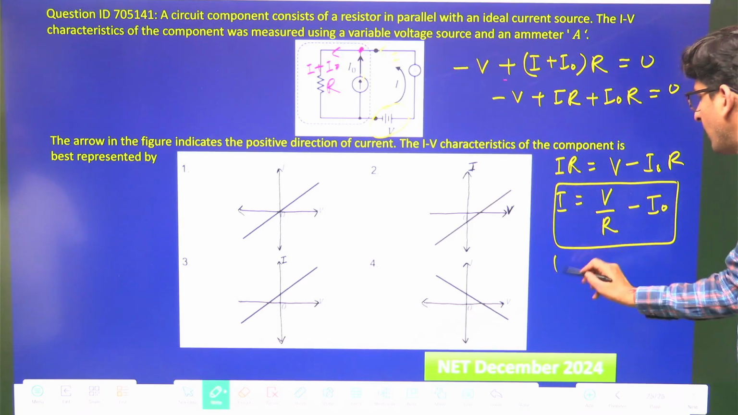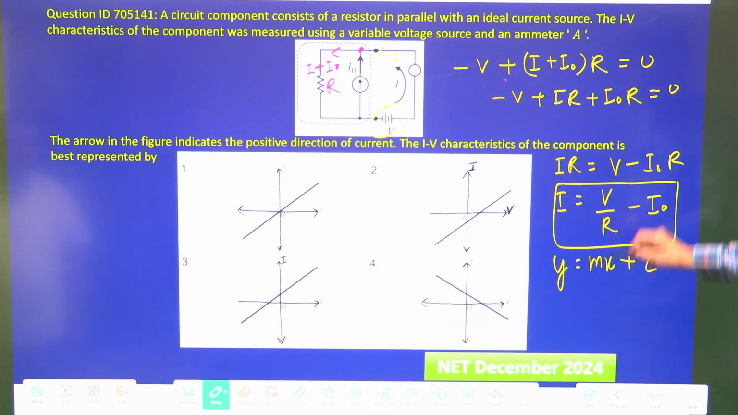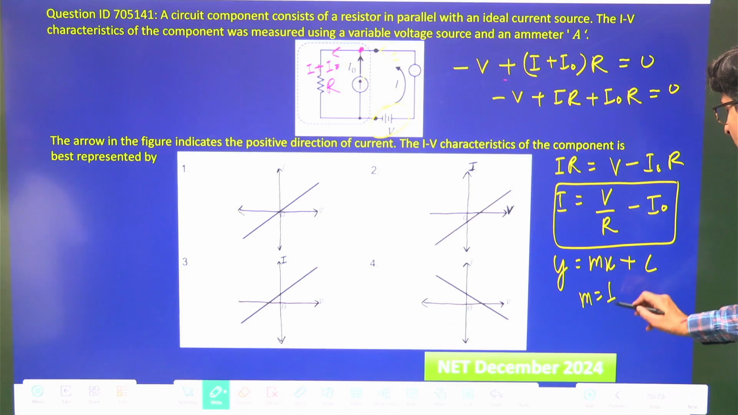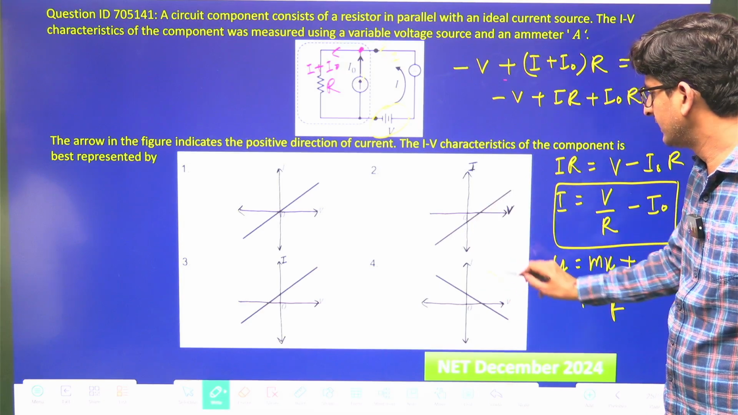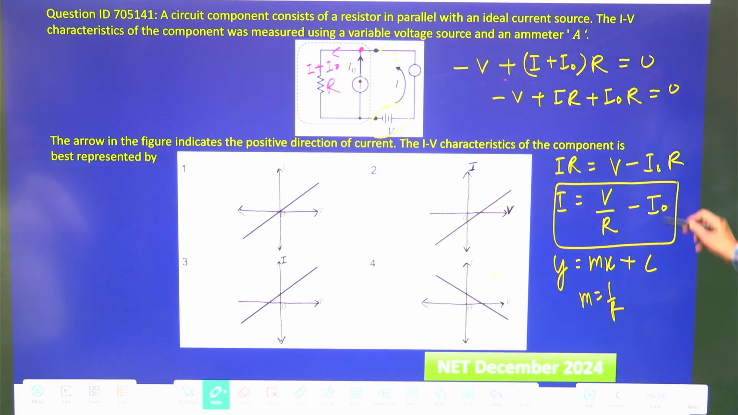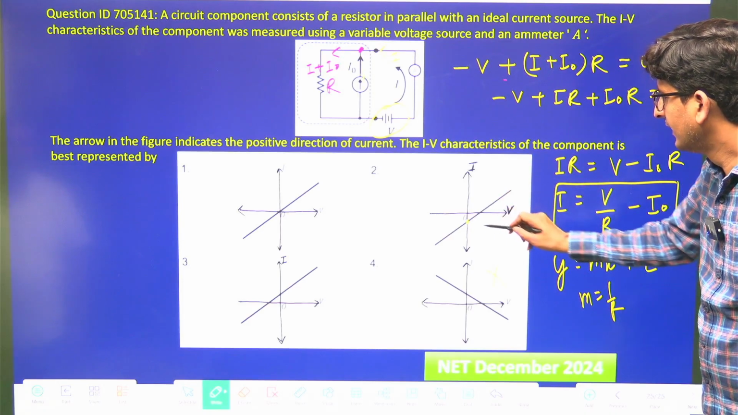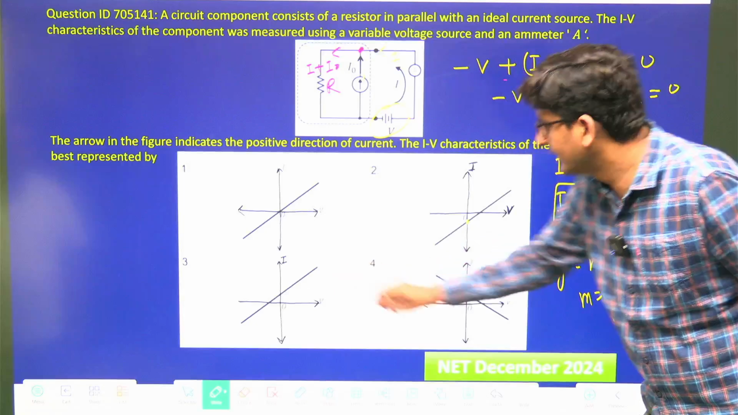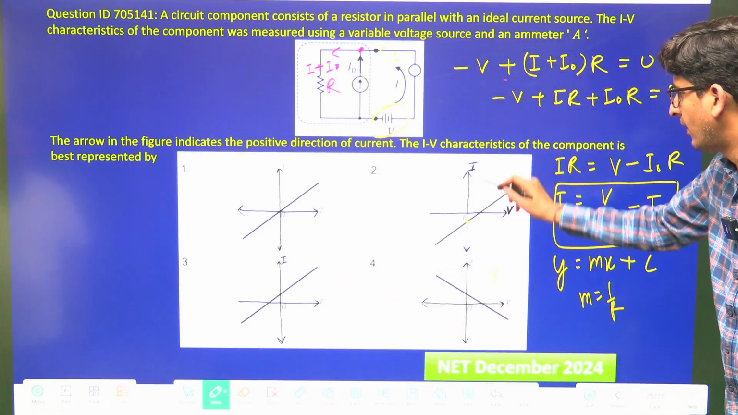If you see y is equal to mx plus c, so obviously the slope is positive, m is equal to 1 by R. So line will be like this. Okay, this is negative slope, this is rejected, and intercept is minus I naught. That means it should intersect somewhere on the negative of the y axis. So here it is negative, in any other case it is not negative. So this is the line intercepting at the negative of this y axis.